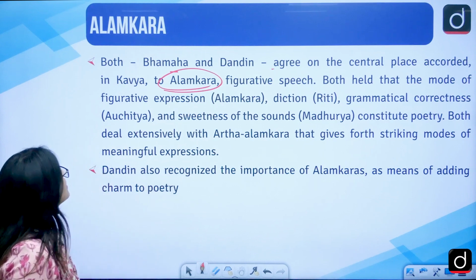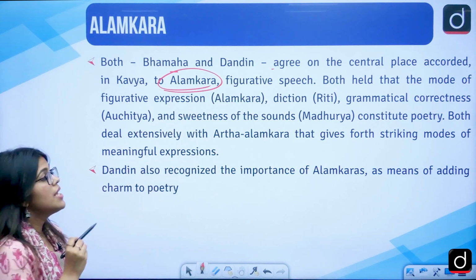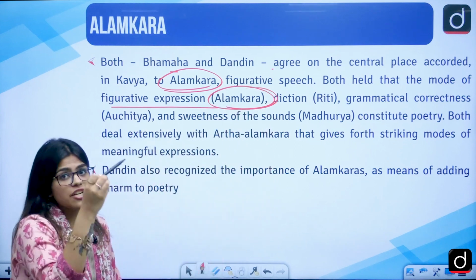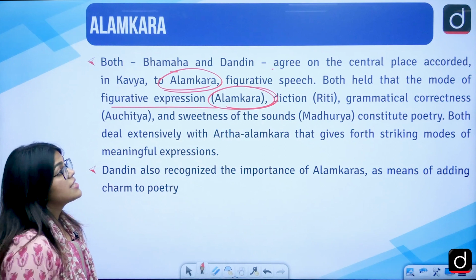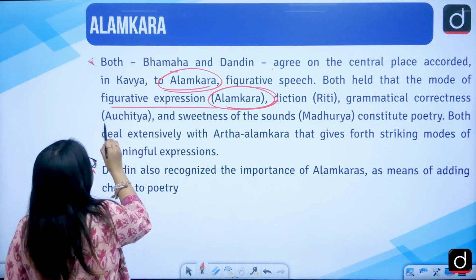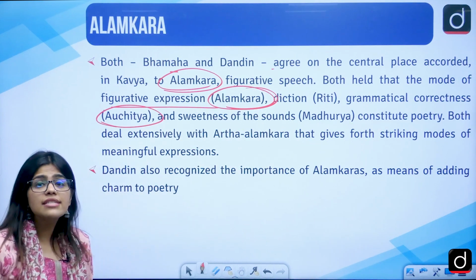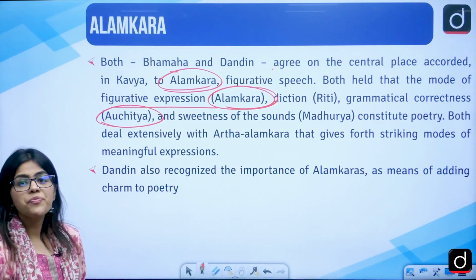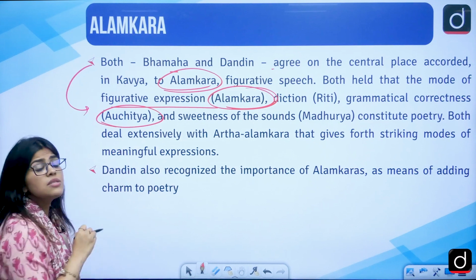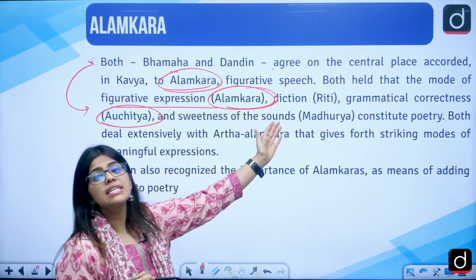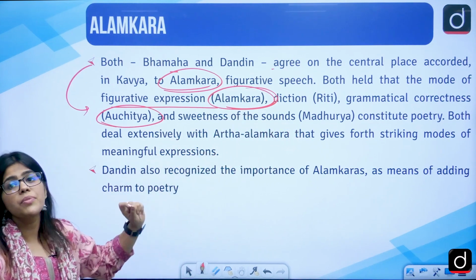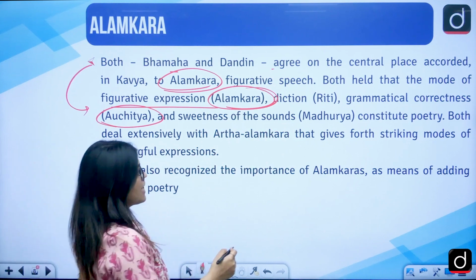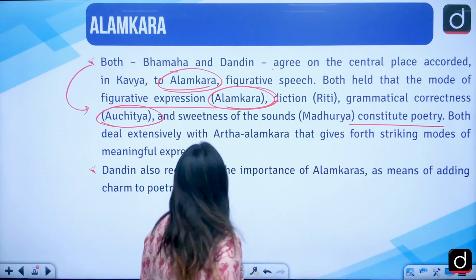Both held that the mode of figure of expression, that is the figure of expression called Alamkara, the diction, that is the Riti, the grammatical correctness, that is Ochitya, and the sweetness of sound, that is Madhurya, constitute poetry. So Bhamaha said that poetry should have these elements, and out of them Alamkara, embellishments, are very important. Then only can you say that there is good poetry.